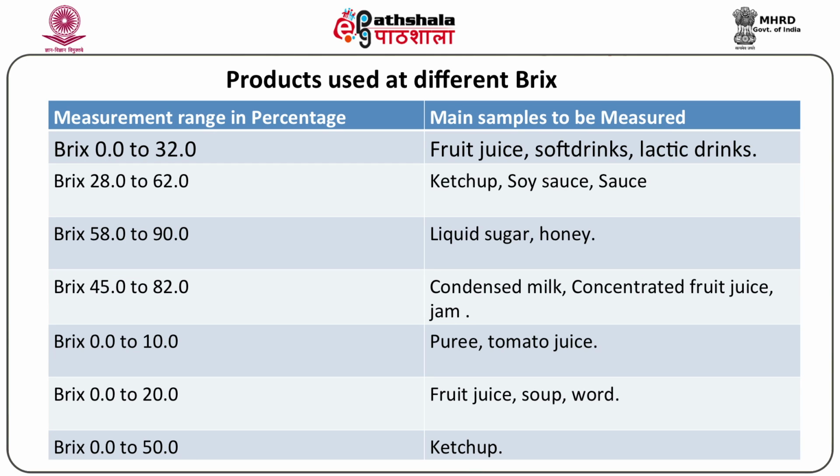Products used at different Brix measurement range in percentage. Main samples to be measured in Brix range from 0 to 32 units: fruit juice, soft drinks, lactic drinks. Depending on each food, we are going to analyze whether it's a ketchup or a sauce or honey or condensed milk. The unit of Brix would vary, but this is the basic unit to measure the sweetness in all these products. Since continued use of hydrometers in hot syrup affects their accuracy, they should be checked frequently by more accurate instruments.